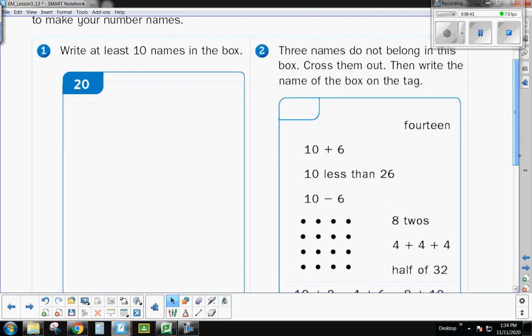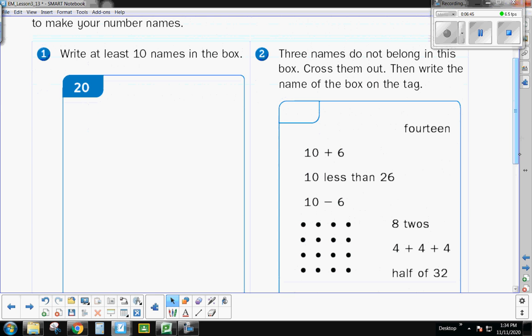Then look in number 2. 3 names do not belong in this box. Cross them out and then write the name of the box on that tag. So look at all of these problems. 3 of them do not belong. Find the 3 that do not belong and then tell me what does go up here.